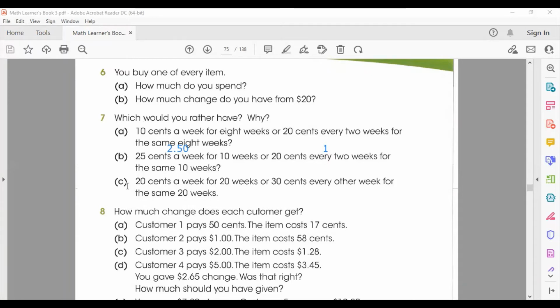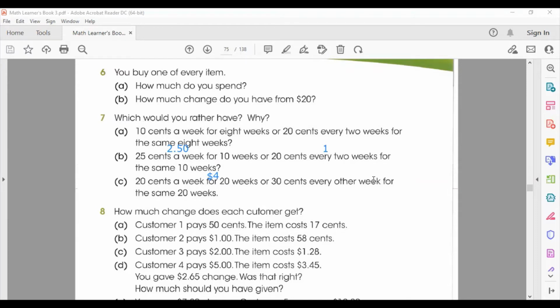Okay, the third part, 20 cent a week for 20 weeks. So it's coming 20 multiplied by 20, 400 cent, meaning $4. So we write here $4, and this is for the first option, 20 cent a week for 20 weeks.